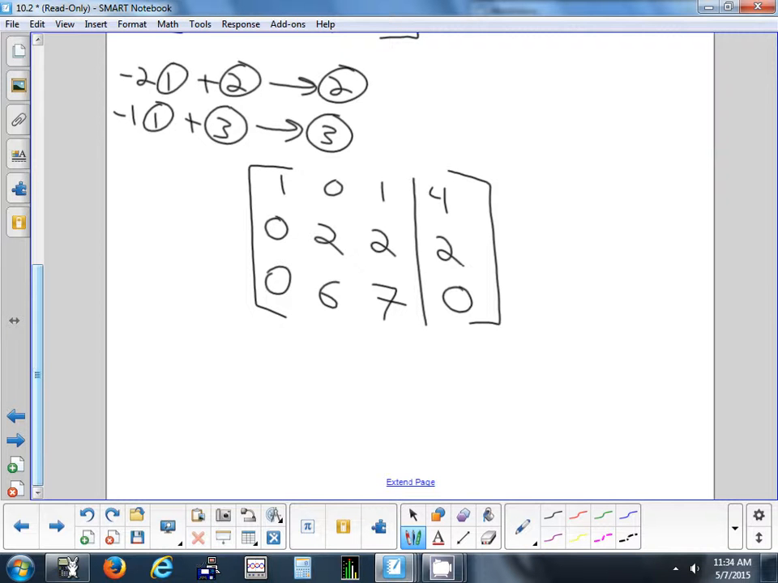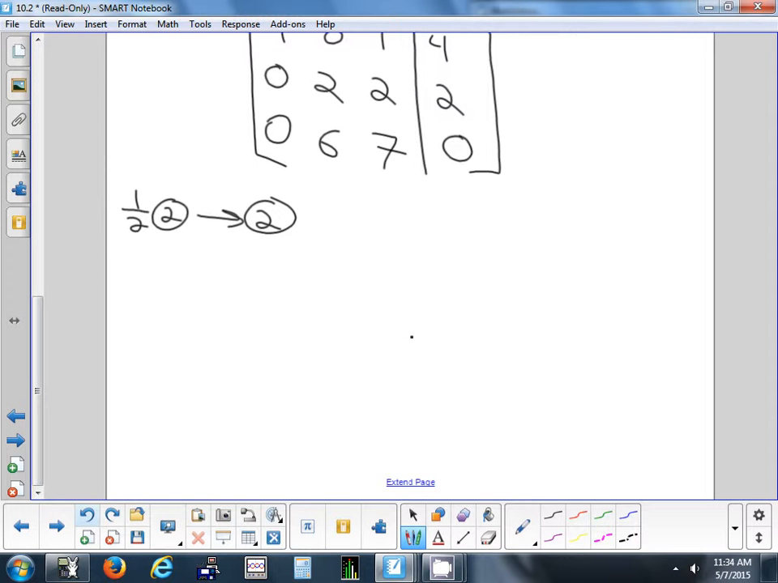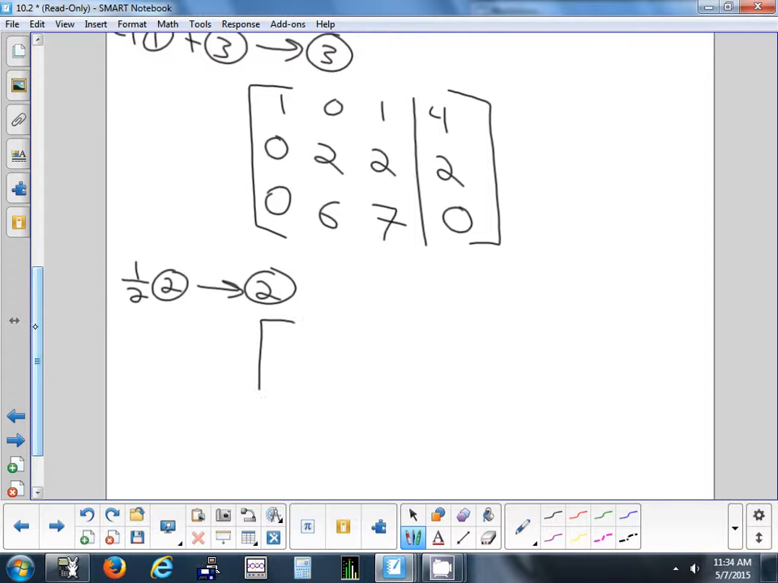Okay, now to get a 1 in this spot, it's actually not that bad. We're not gonna have to deal with any fractions in our matrix. Okay? What could you multiply everything in row 2 by to make a 1 in row 2, column 2? Darren? Yeah, so let's just take half of row 2. And we're going to make that the new row 2. Rows 1 and 3, copy them over. All right, so we've got 1, 0, 1, 4, 0, 1, 1, 1, and then 0, 6, 7, 0.